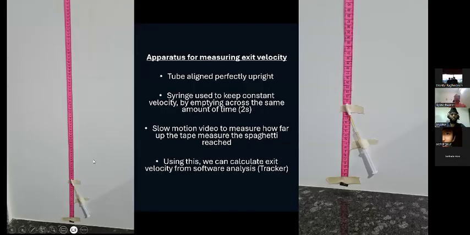Essentially, what I did was I 3D printed multiple tubes with different bending angles, and I aligned them perfectly upright by taping them to a wall and using a level. And then I pushed a spaghetti through them using a syringe. The spaghetti was put inside the syringe and then pushed into the tube using the syringe itself. And hence, if the syringe is emptied across the same amount of time when pushing the spaghetti through the tube, which I did as 2 seconds, then we can say that the input velocity would have remained more or less constant, and hence the same could be said for force.